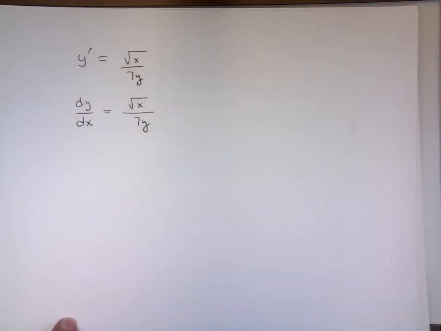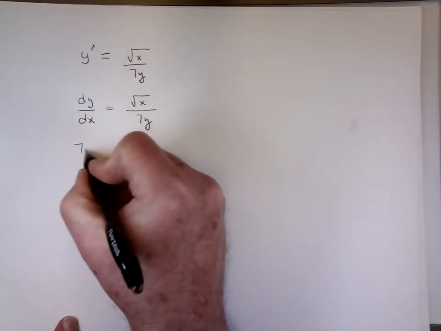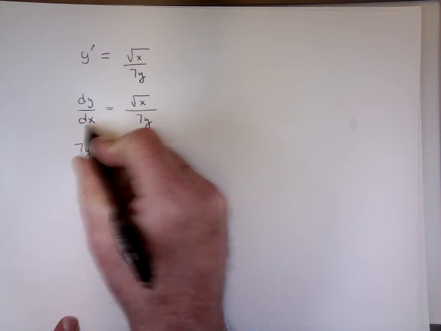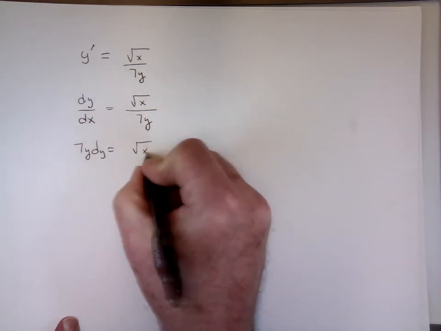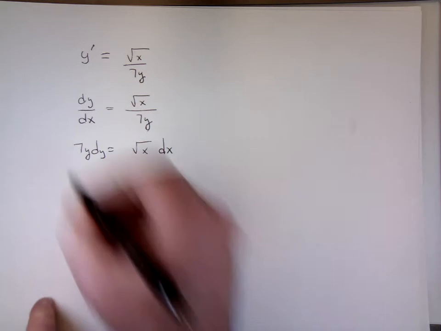What you want to do is separate the variables. You want to get the 7y over here with the y. You want to get the dx over here with that square root. It's the first thing you do in differential equations. Day one, differential equations, separate variables. Okay, integrate each side.